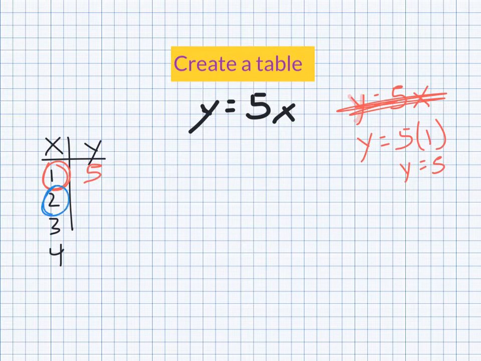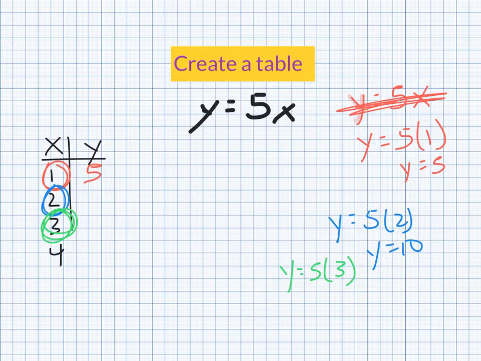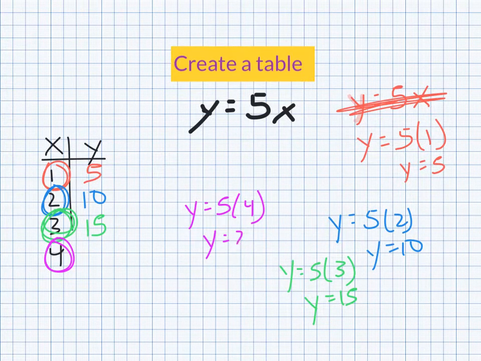Next, let's use 2 for x. Y equals 5 times 2. What's 5 times 2? 10. Now let's use 3 for x. Y equals 5 times 3. What's 5 times 3? 15. Oops, I forgot to write the 10. And last, let's use 4 for x. Y equals 5 times 4. What's 5 times 4? 20. And there, I've got my table.